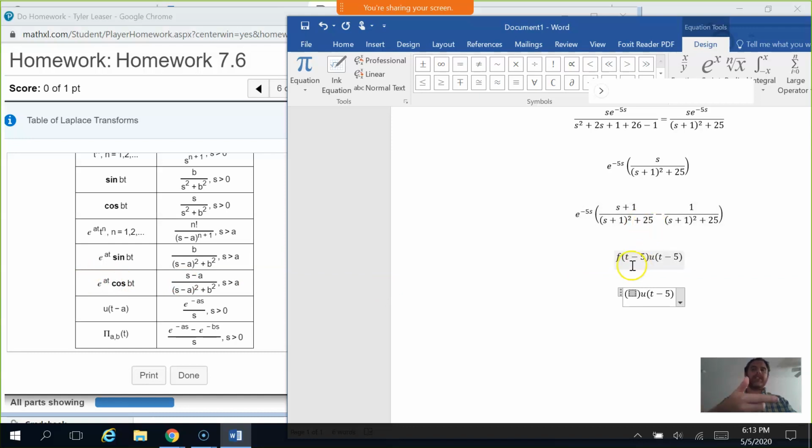But we have to be careful, because when we substitute it in, all of the t's have to be replaced with t minus 5. So it's going to be e to the negative 1 times t minus 5, and then cosine of b, which is 5, times t minus 5. That minus, and then this one's the sine one. So the same thing, e to the negative 1 times t minus 5, and then sine of 5 times t minus 5.